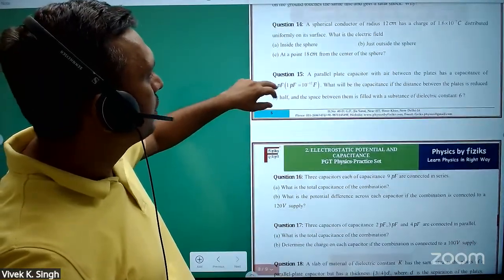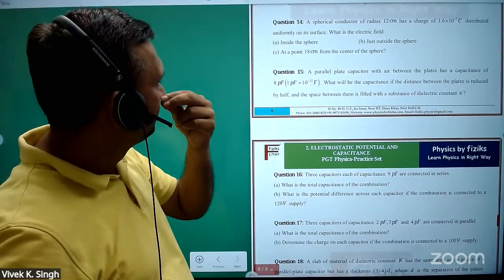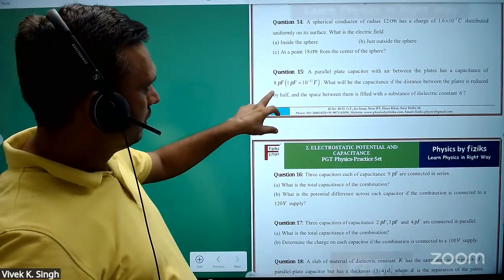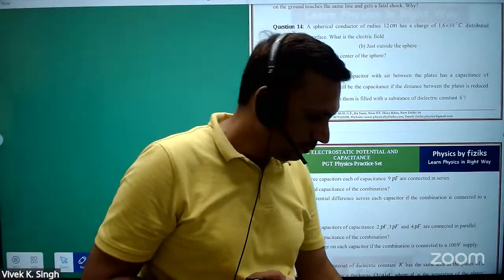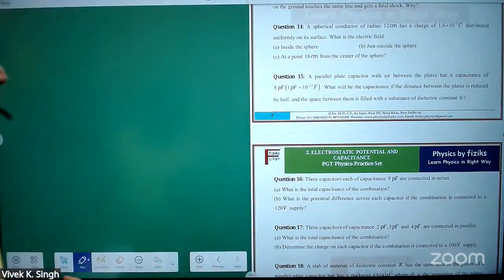Let's start with question number 12. Let's see question number 14. You have a spherical conductor of radius 12 centimeter, and it has a charge 1.6.